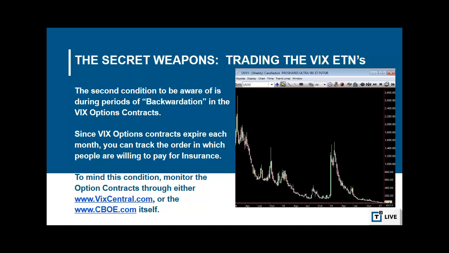So second condition, once again, is backwardation. Since VIX options contracts expire each month, you can track the order in which these people are willing to pay for insurance. We track this. So how are we going to do this? We're going to monitor option contracts at VIXCentral.com or CBOE.com itself. And that will show us the level of contango, where those prices are, and if they start to move. We can watch the VIX itself. We will know whether there's an event coming up, and we can know whether we have time frame continuity downside in the S&P. All those things to make sure that we get out of the way of this stuff.